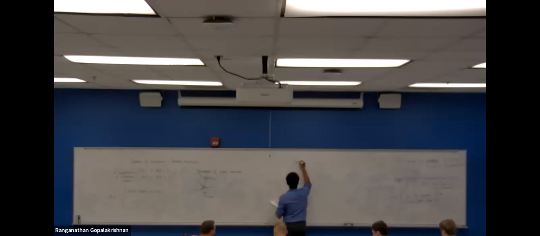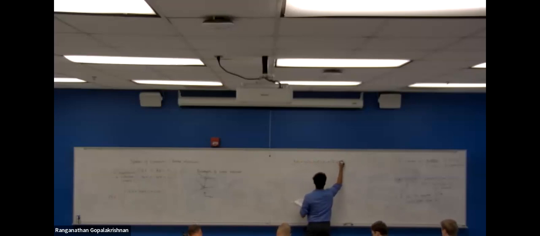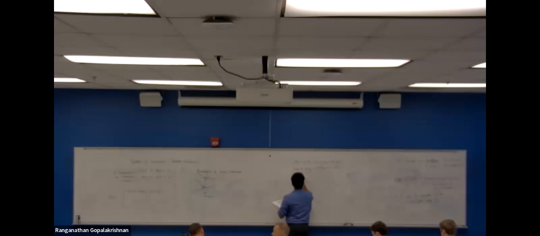3x1 minus 0.1x2 minus 0.2x3 equal to 7.85. 0.1x1 plus 7x2 minus 0.3x3 equal to minus 19.3. 0.3x1 minus 0.2x2 plus 10x3 equal to 71.4.